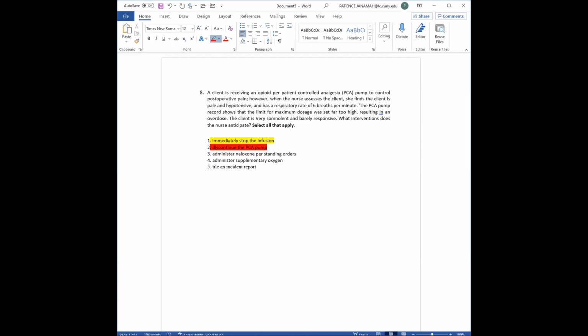At least to stop further dispensation of the medicine. Remember, discontinuing medication or discontinuing the pump means you need an order to discontinue. That's not your nursing action. Okay. The safest thing for you to do is to stop the patient from getting it right now. That's immediately stop the infusion. You are done. You don't discontinue, okay?